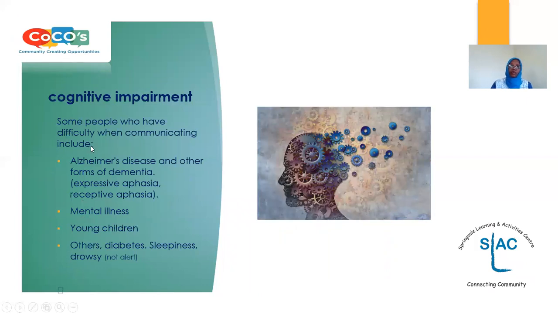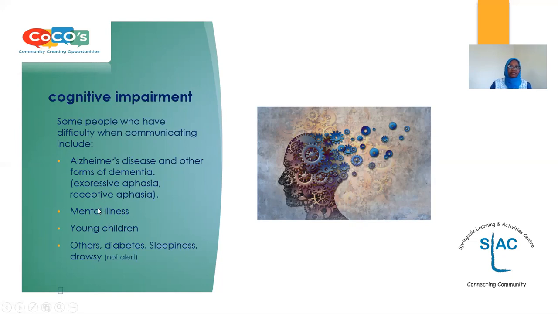So some people who have difficulty when communicating also include those with Alzheimer's disease and other forms of dementia. And so they may be experiencing aphasia, and that just basically means there's an inability to understand or produce speech. So they may have expressive aphasia, and that means that they may know what to say, but can't find the words. Or they may experience receptive aphasia, and that just means that they have trouble understanding what you say.